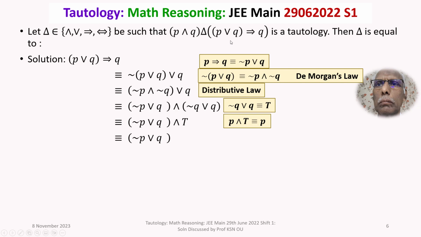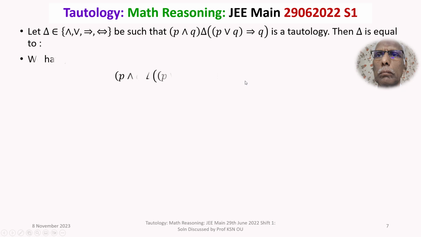So for the second bracket, we write negation of P or Q. Therefore (P and Q) delta (P or Q implies Q) is equivalent to, replacing the second bracket by the equivalent statement, (P and Q) delta (negation of P or Q). For what delta coming from this set is this a tautology?